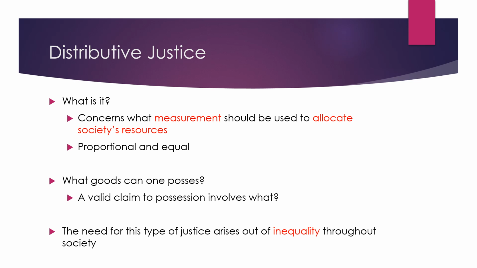And the need for this type of justice arises out of the fact that inequality exists. Even though we've tried to create a situation where everyone's treated fairly and equally, it doesn't always play out that way. So certain people have valid claims, meaning that they have a need and they deserve it, like welfare. Welfare is very much based on that assumption.